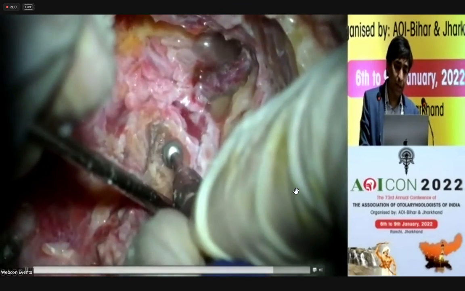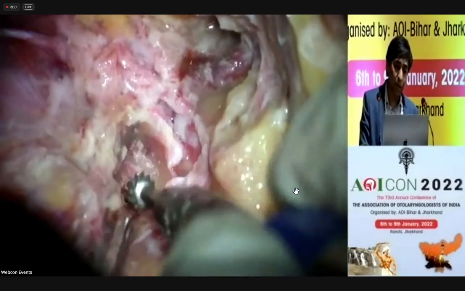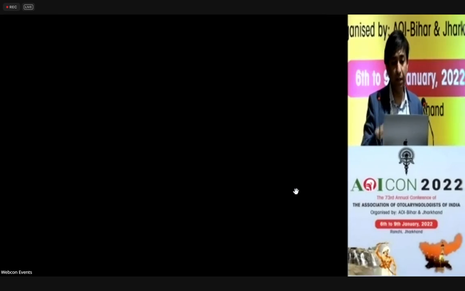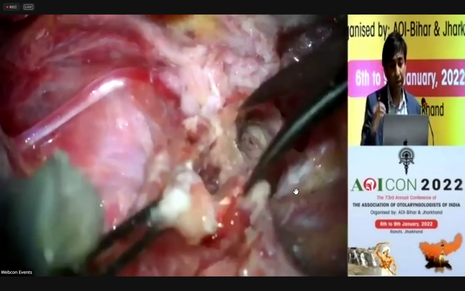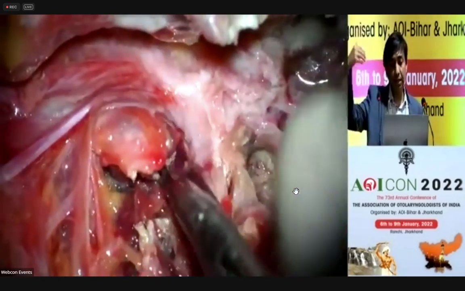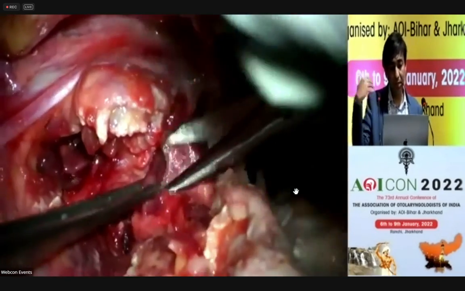Now you see I'm doing a dissection of the vertebral artery area. This is the jugular process that I was talking to you about. You drill up to the hypoglossal canal. Now you get the hypoglossal canal. Medial to this is the occipital condyle. I'm releasing the soft tissue here. Again, there are muscles in layers. You have the sternocleidomastoid, the splenius capitis, then you have the inferior oblique, then you have the rectus muscle. So all those muscles have to be dissected in layers.